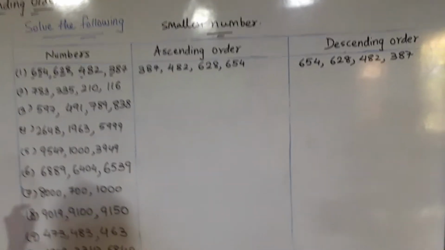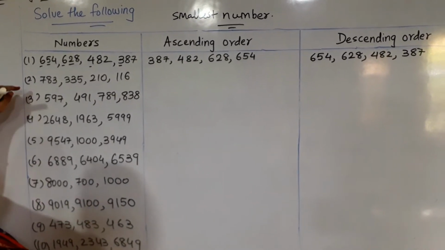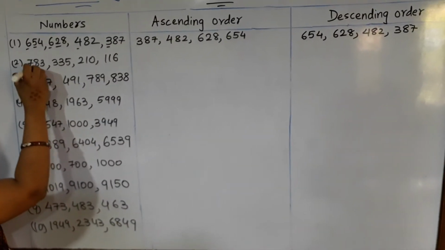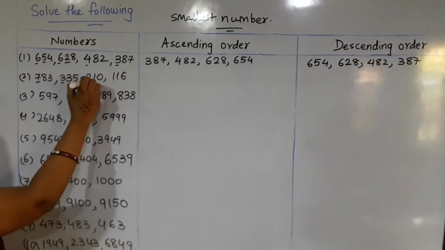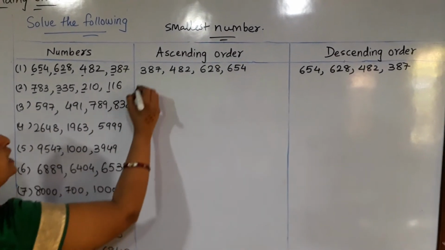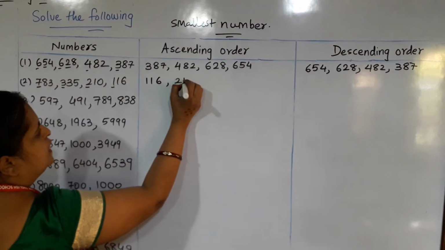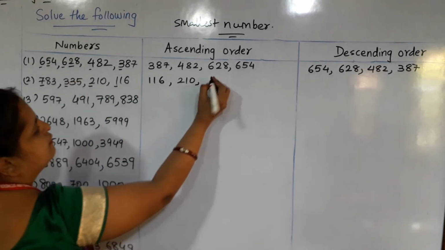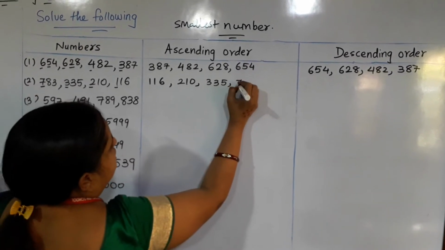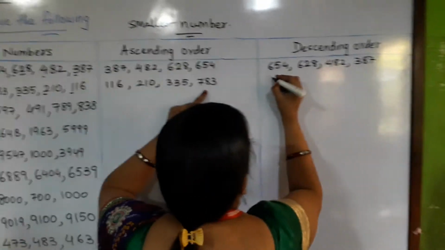So we have done ascending order as well as the descending order. Now see the second one. Again we will see the first number, first digit, 7, 3, 2, 1. Then which is the smallest number, we will write first 116, then 2, 210, then 3, 335, and then 783.